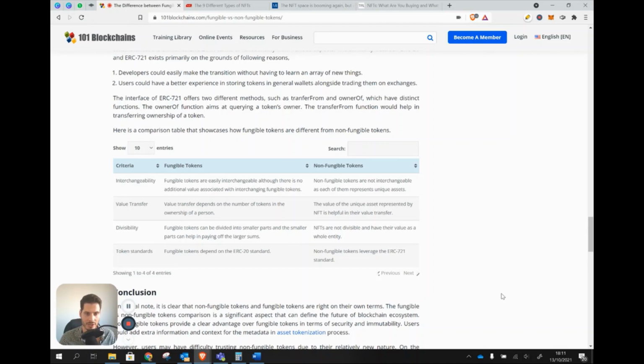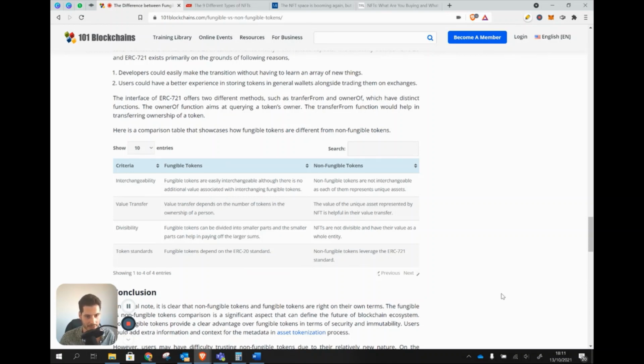Then value transfer. The value transfer depends on the number of tokens in the ownership of a person. So the value transfer of three Bitcoins is three times the price of a Bitcoin. The value transfer of an NFT is just that NFT. There is no duplication and there is no extra value. It is just that NFT.